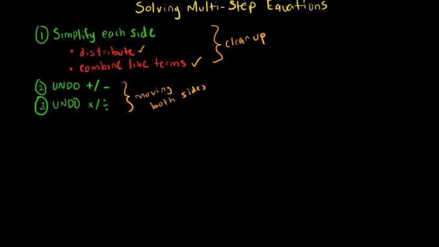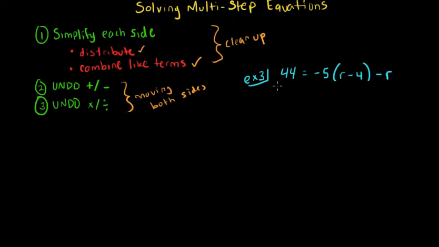So let's do example 3. Let's say I have 44 equals negative 5, and then parentheses r minus 4, and then a minus an r. Alright, so first things first, I want to simplify each side.